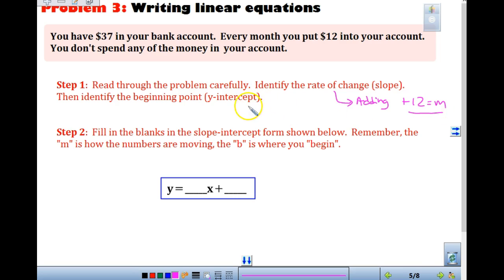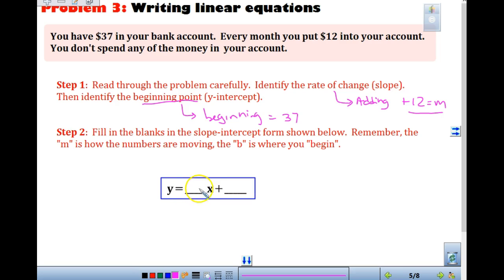Okay? Brett, when you read the situation, it says identify the beginning point. What did we have at the start of our bank account, the beginning? 37. We had 37. So at the beginning, we have 37. That's our b. So if we're going to write our equation, what should I be looking at, Zach?